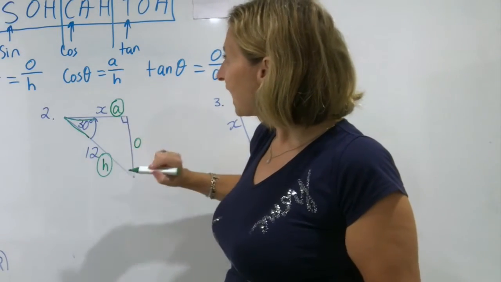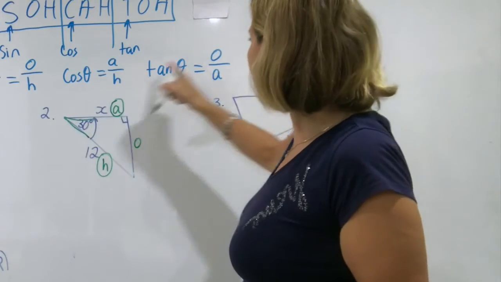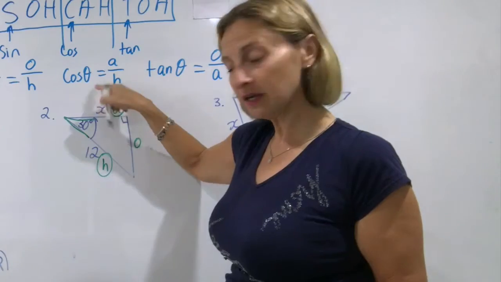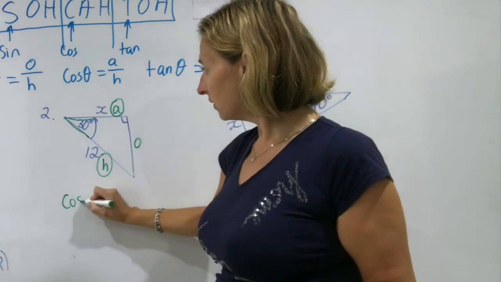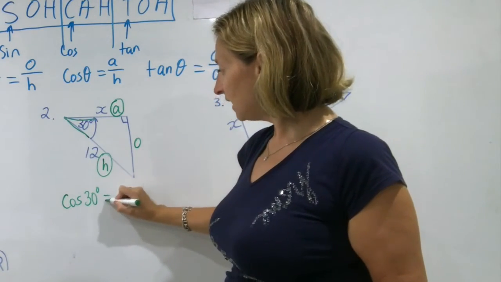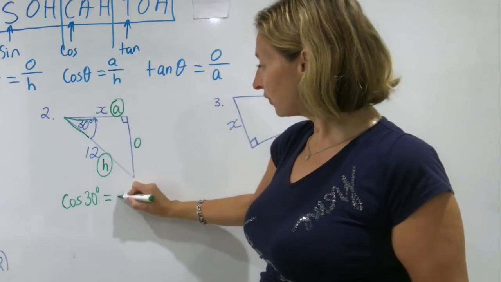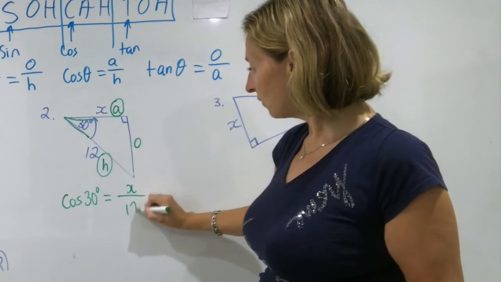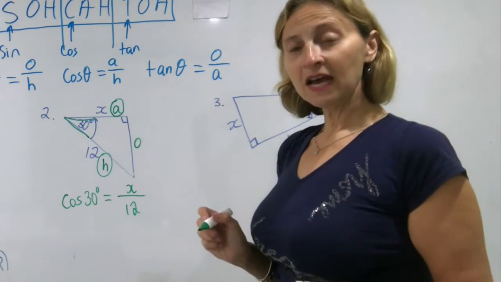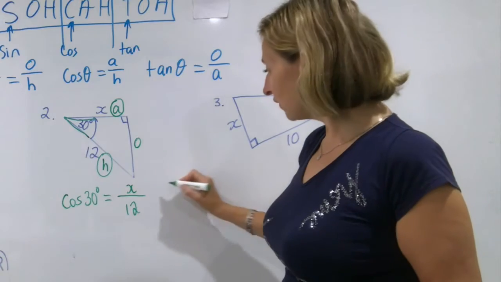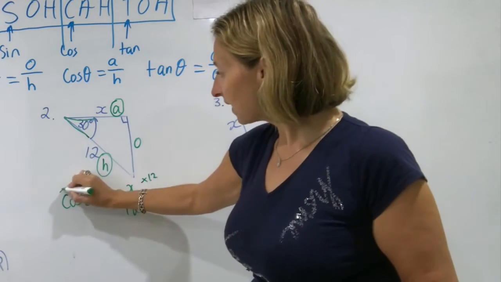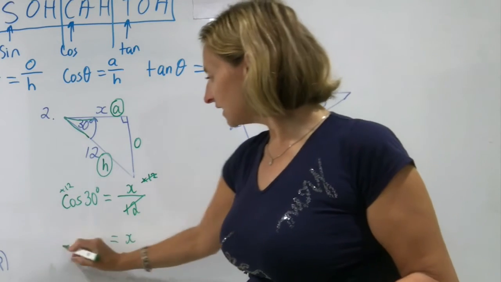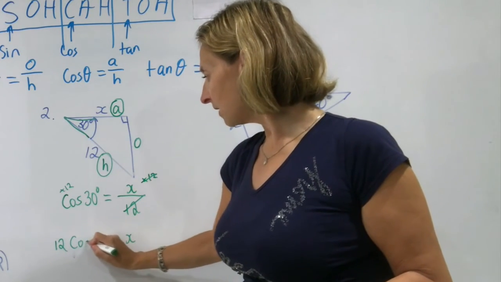I need A and H. Which of my rules has A and H? Hopefully, everybody spots it. Cos, cosine. So we're going to write down cos, the angle, equals adjacent over hypotenuse. The adjacent side is x, and the hypotenuse is 12. Simple enough. Again, we need to get rid of the fraction first. So we're going to times both sides by 12. They cancel, and I'm left with x equals 12 times cos 30.